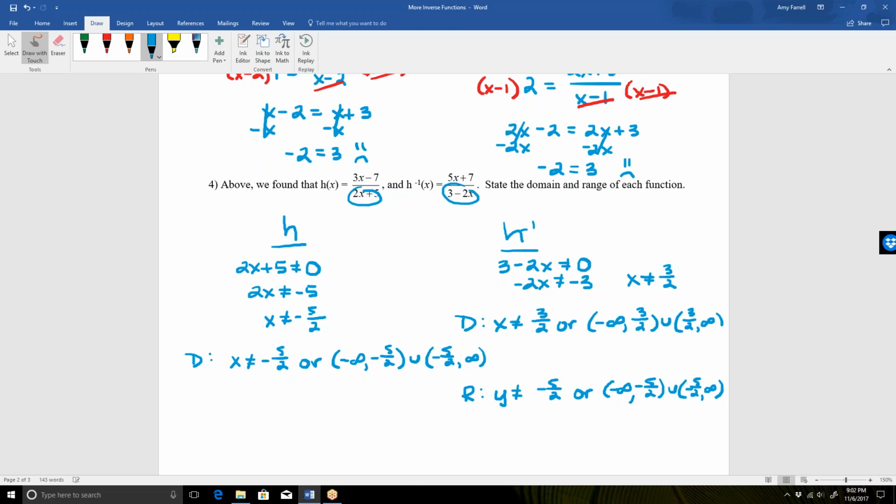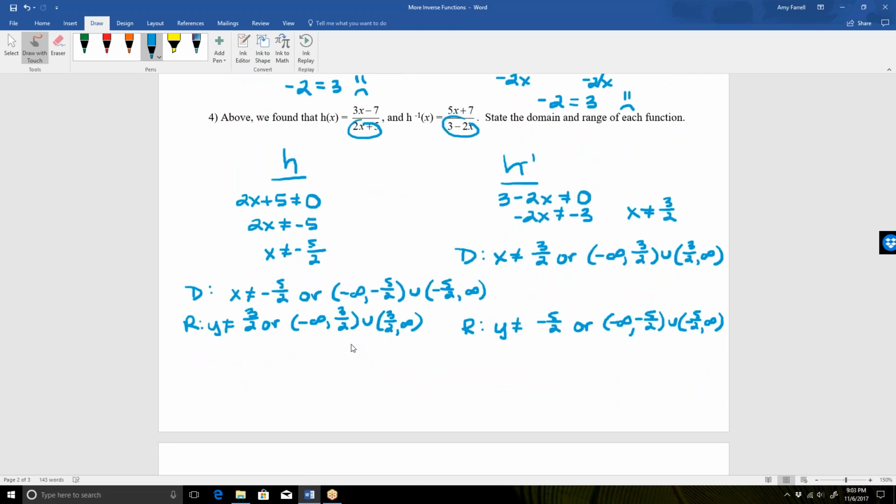And we have just found the range of the inverse function. So the range of the original function is y cannot equal 3 over 2, or in interval notation, it's going to look like this. Because finding domain is a little bit more straightforward, I would find the domain of each of these, assuming that you have the inverse function, and then you've got the range of the inverse.